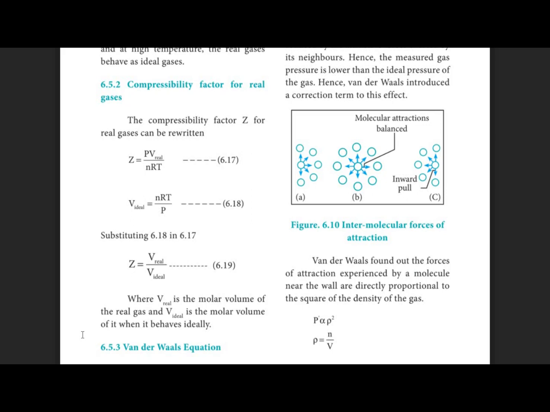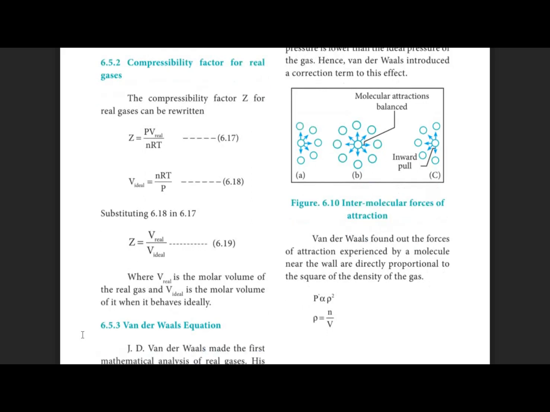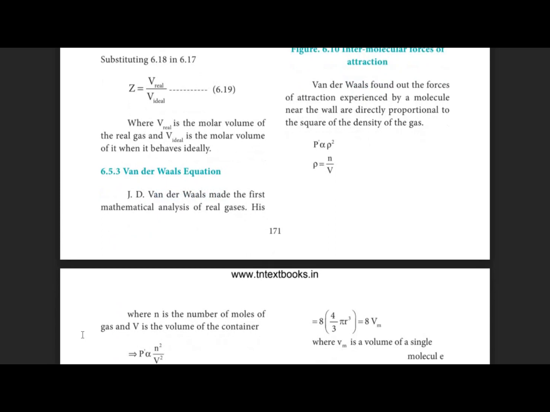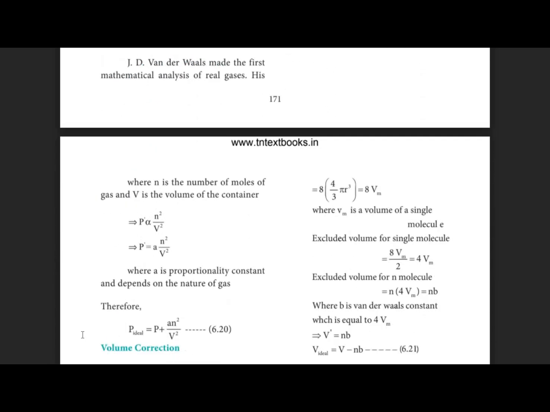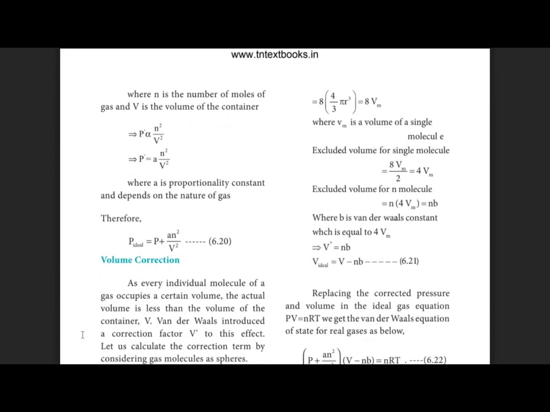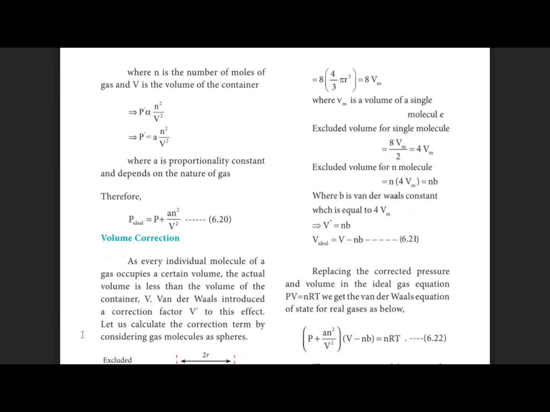That is, P' is proportional to rho squared, where rho is n by V. Here, rho is nothing but the density of the gas, where n is the number of moles of the gas and V is the volume of the container. So P' is proportional to n squared by V squared, or P' is equal to a into n squared by V squared. Here a is the proportionality constant and it depends upon the nature of the gas. Therefore, P real is equal to P plus a n squared by V squared. Next, volume correction.